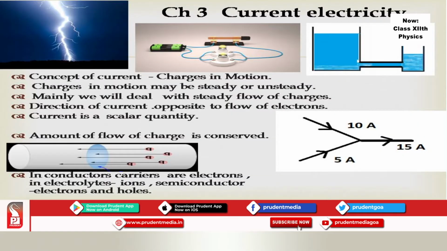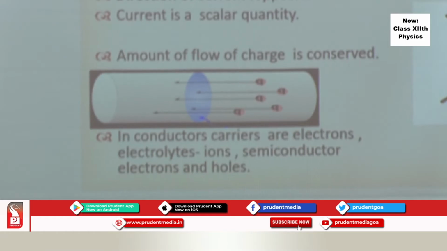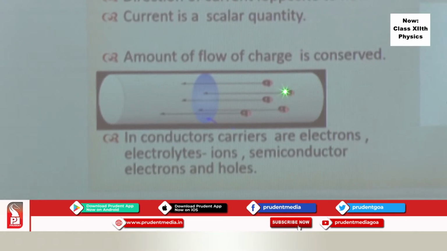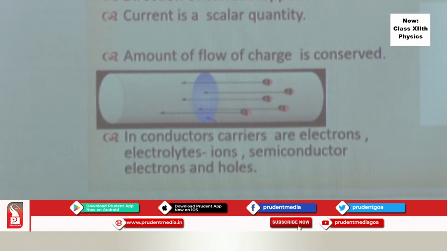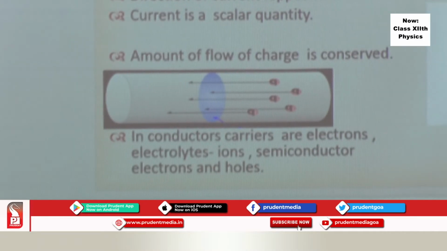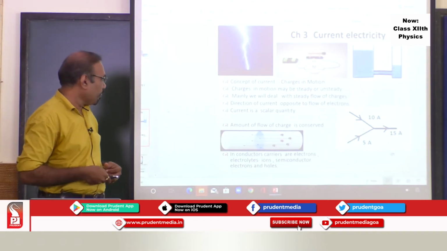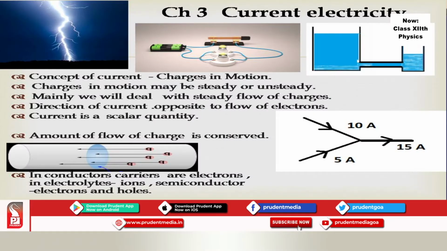Then the next important point is that charge is conserved. The amount of flow of charge is conserved. As much charge as is entering one section, the same amount of charge will leave from the other side of the section. So that makes the charge conserved. So what is meant by current? Current is flow of charge.